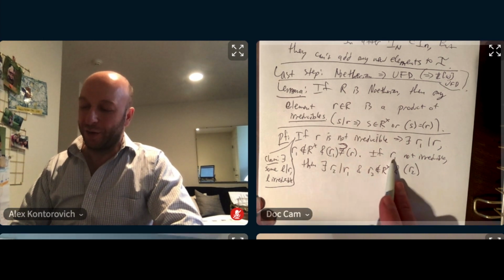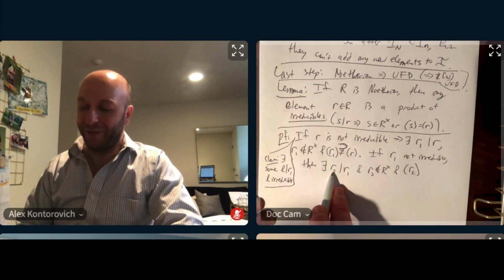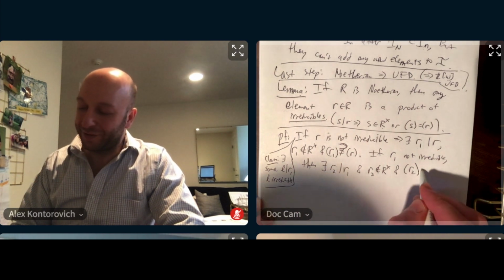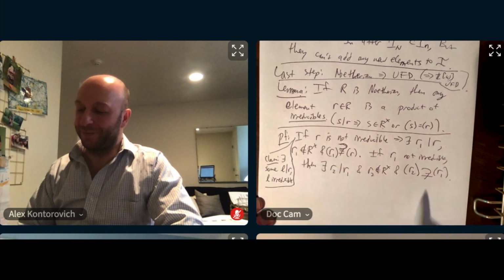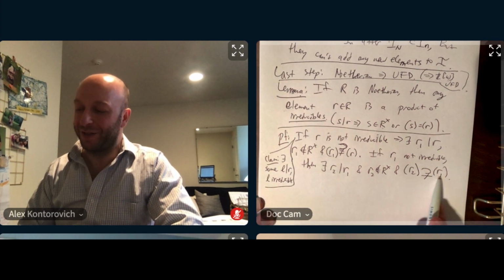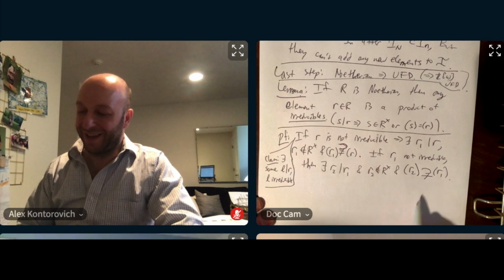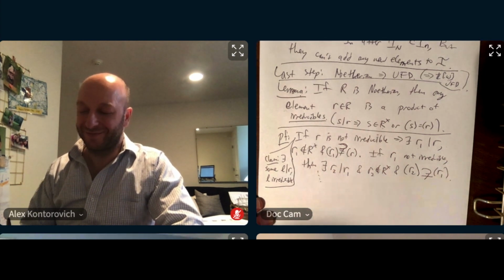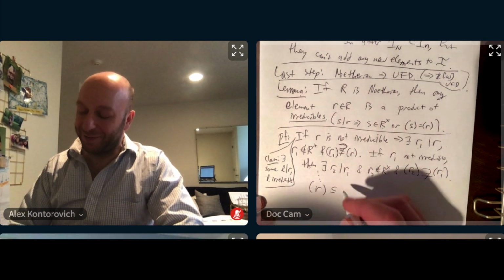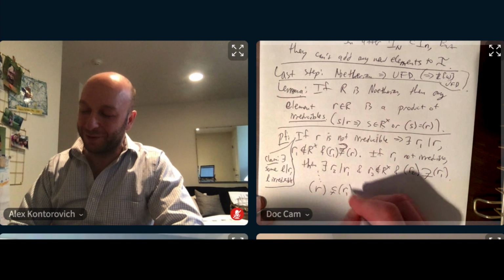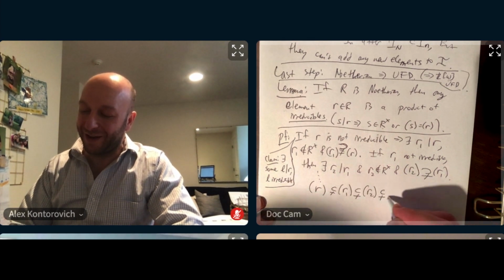Okay, so if R1 is not irreducible, then there's some other element which increases the ideal of R1. And so on. And that gives us this chain of ideals. The ideal of R is strictly contained in the ideal of R1, which is strictly contained in the ideal of R2, which is strictly contained in the ideal of R3.